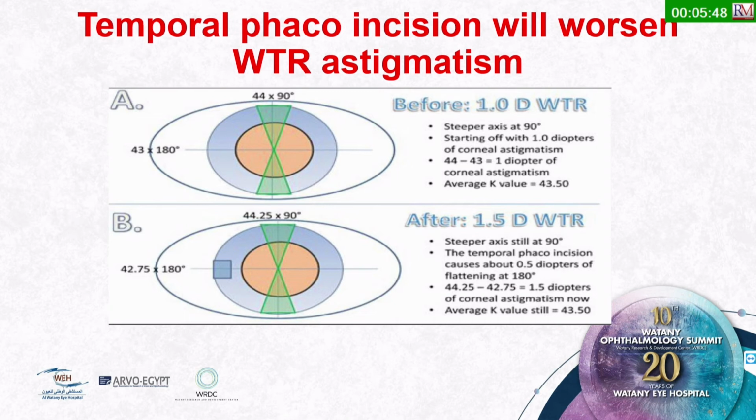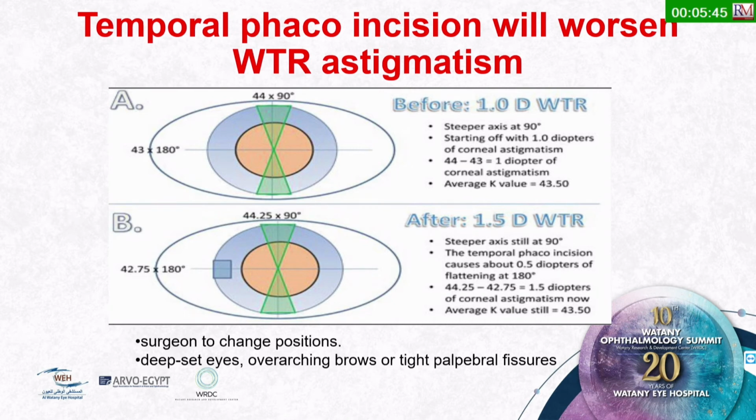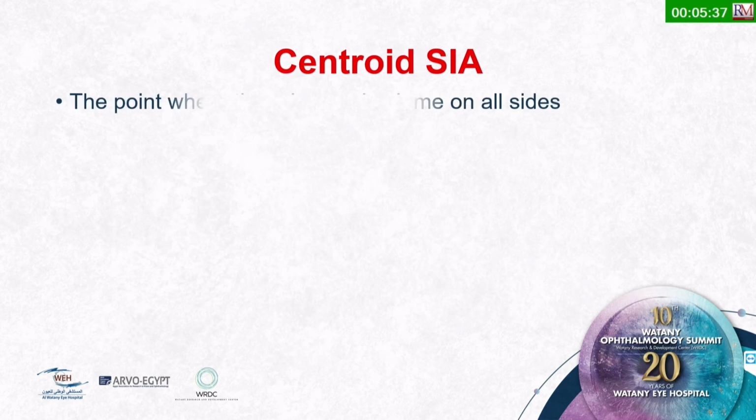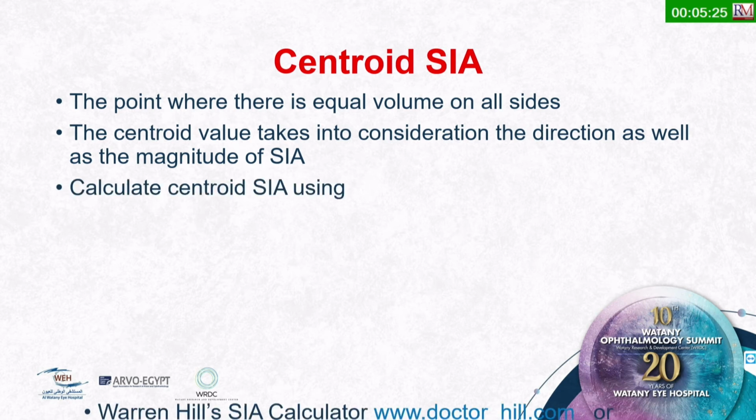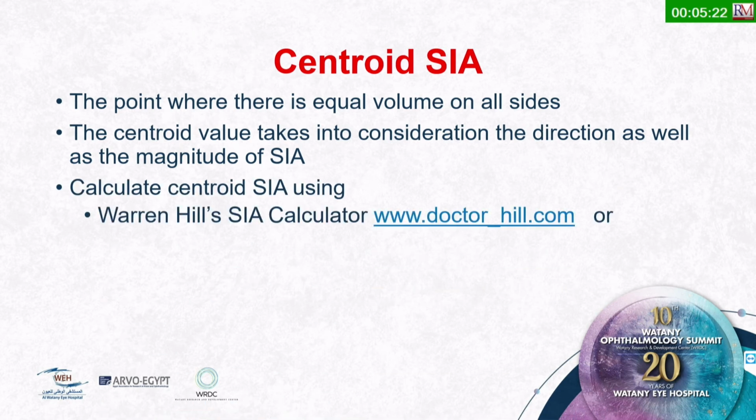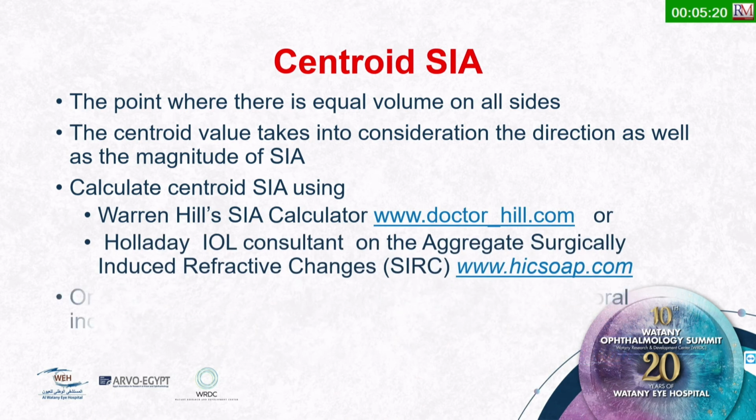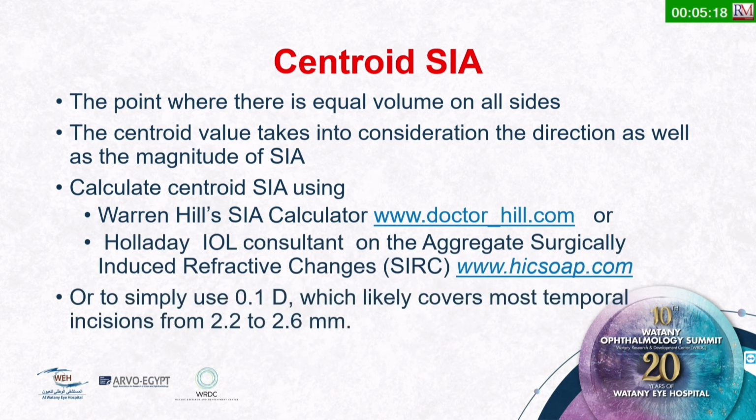So the surgeon has the challenge of changing his position, and it's a problem for deep-set eyes, overarching brows, or a tight palpebral fissure. Now, for the centroid surgically induced astigmatism, centroid means a point where there is equal volume on all sides. And the centroid value takes into consideration the direction as well as the magnitude of the surgically induced astigmatism. We can measure it using the Dr. Hill calculator or the Holladay formula, or I can just simply put 0.1 diopter.